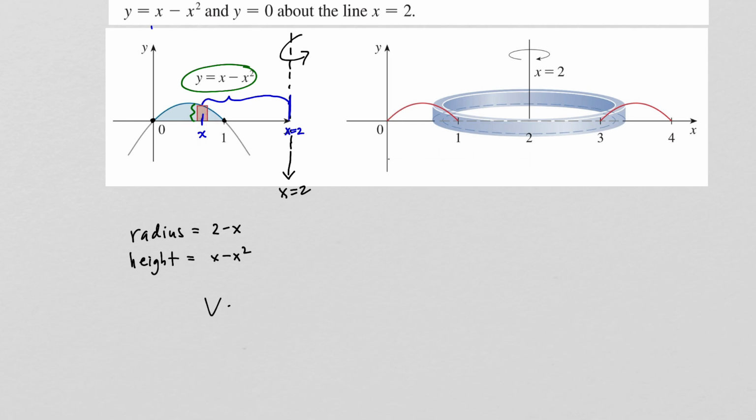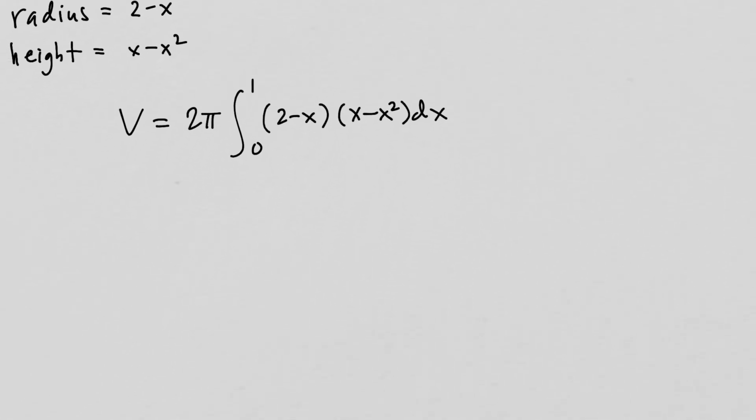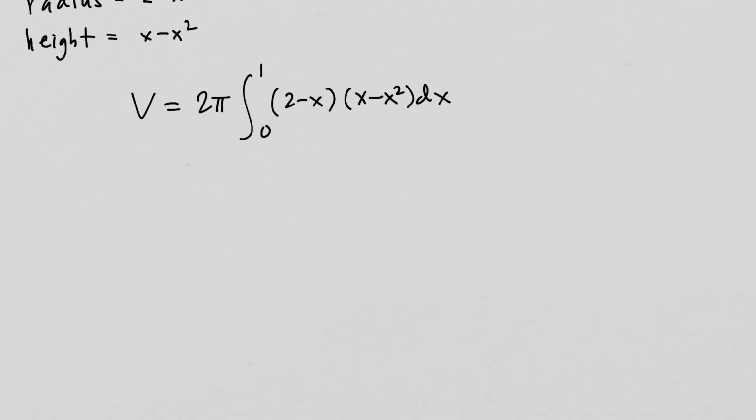Now, once we have that, the volume is going to be 2 pi. We're going to have the integral from 0 to 1, because that's the limits of integration you see there. And then the radius is 2 minus x. And the height is x minus x squared. And then we just go ahead and do the integration.